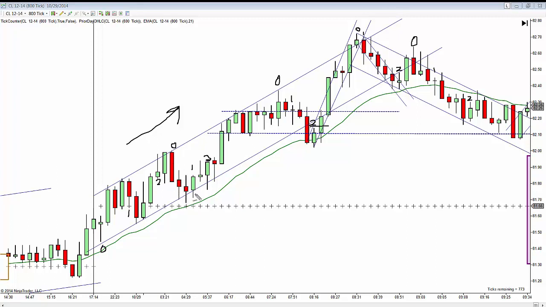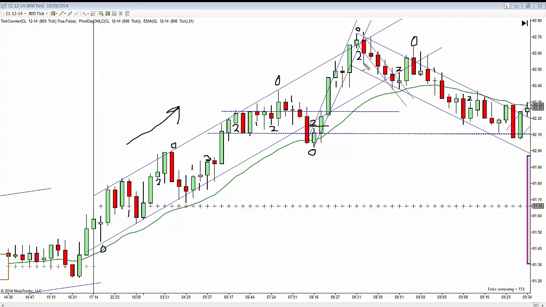Price makes a new low. First entry. Pulls back. Here's your second entry short right here. Zero count. First entry. Here's a second entry right here. Okay. Price makes a new low. No first entry, no second entry. Zero. Price makes a new low. Well, pardon me. No, it doesn't make a new low here. First entry, second entry right here.